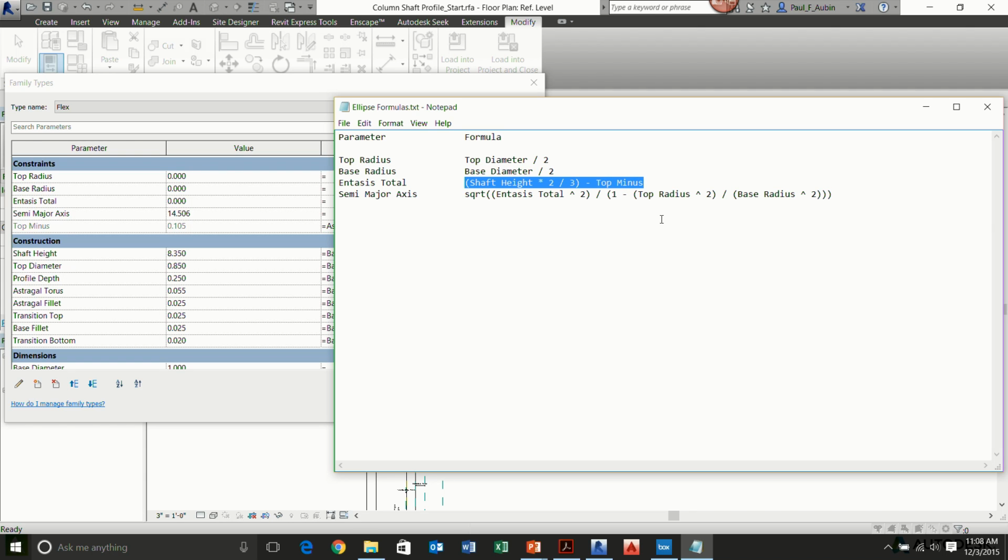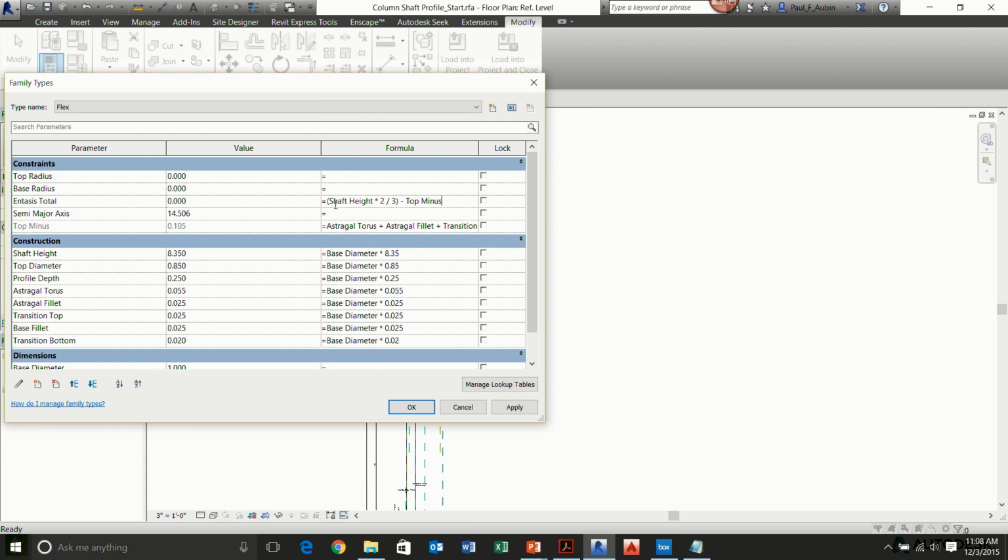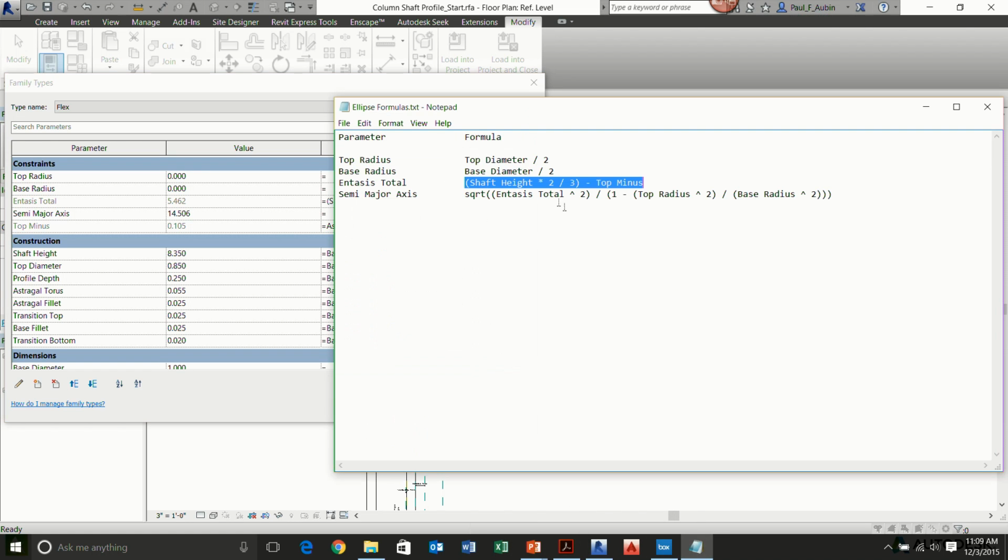So I totaled together all that junk at the top and just called it top minus. Okay, so Control C. The entasis total is the shaft height divided by times 2/3, right? So that gives me the top 2/3 minus the top minus, right? So that's going to take care of that 0. And then the base radius is just base diameter divided by 2, but let me make sure that that's what I put here. Yeah, so I have a base diameter parameter.